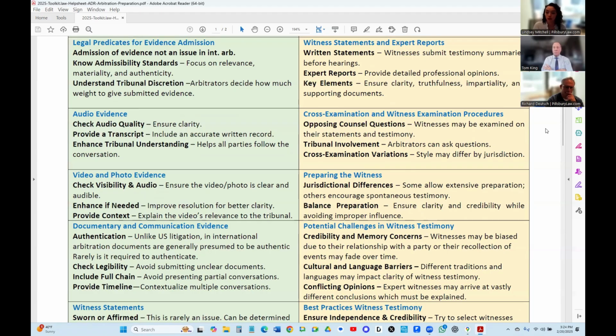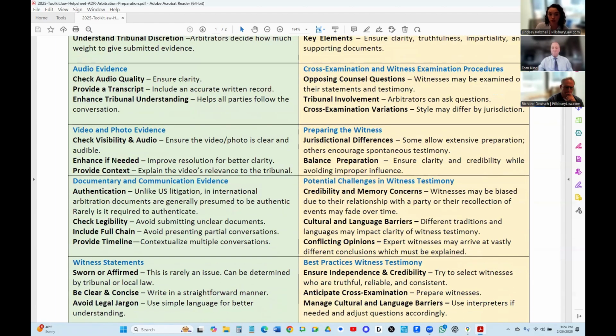And then moving on to cross-examination and witness examination procedures.